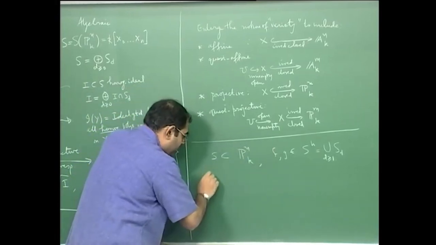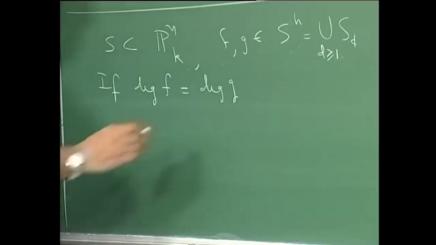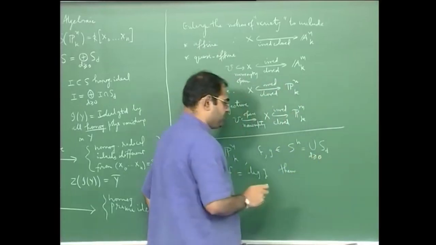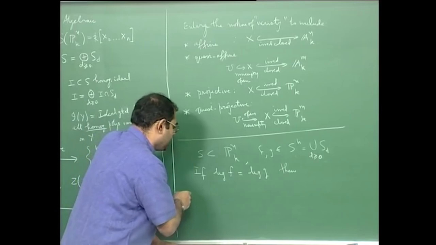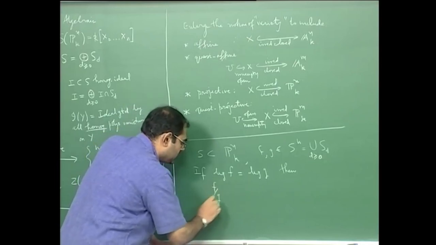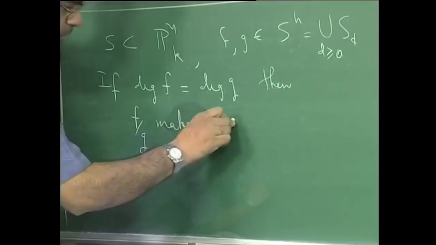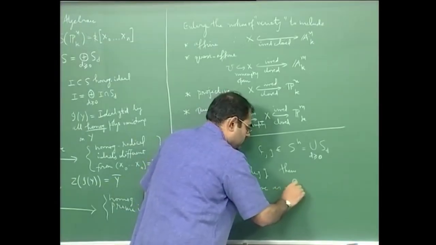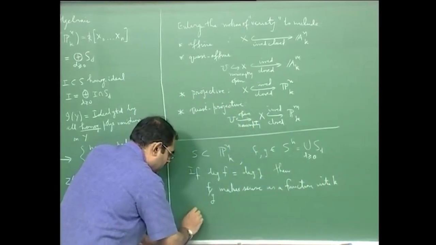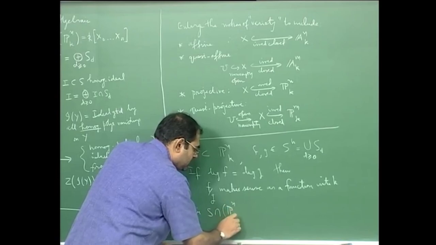But the point is that if the homogeneous degree of F is equal to the homogeneous degree of G, then maybe there's no harm in including zero also, because anyway constant functions will make sense. So if both of them have the same degree, then F by G makes sense as a function into K on S intersect the complement of Z of G.